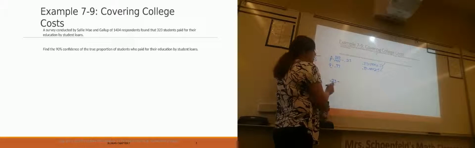My P hat was 0.23. This is the sample proportion that I found. So my P hat is 0.23. I need to find my Z-score for alpha over 2. That was that piece of information that we went over 2 days ago.